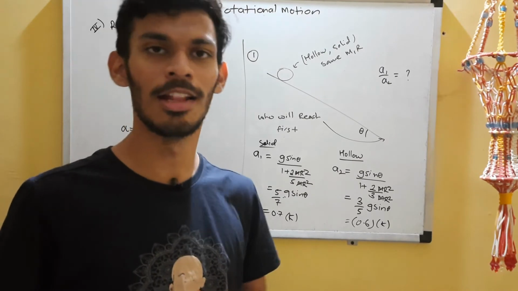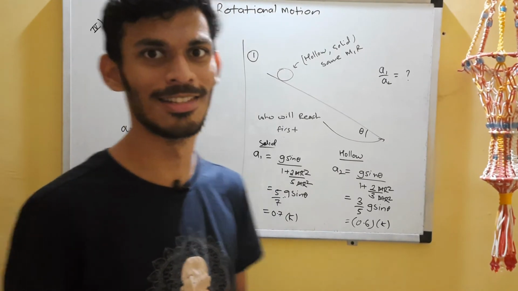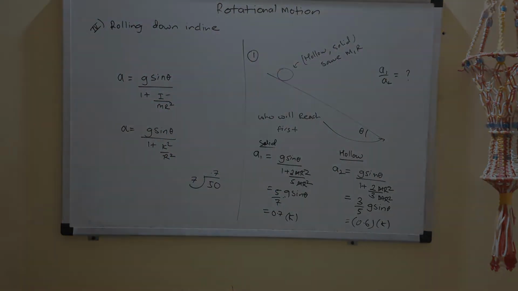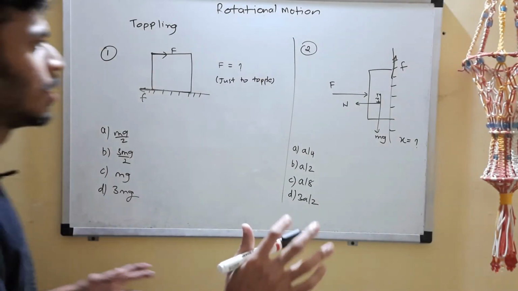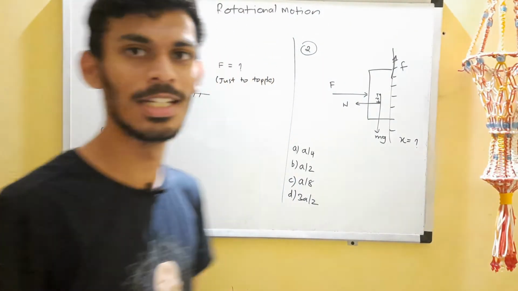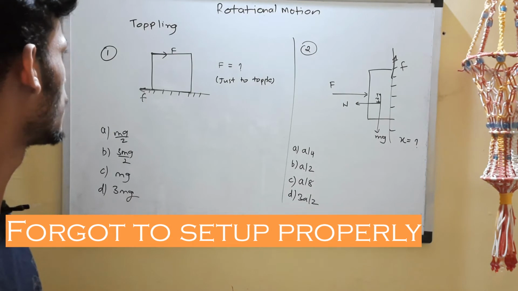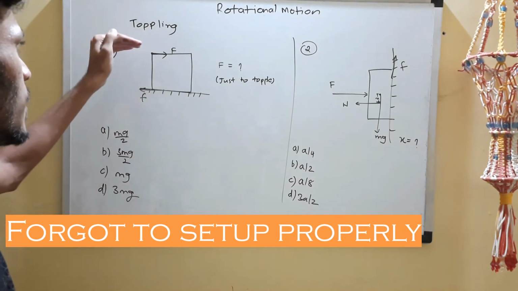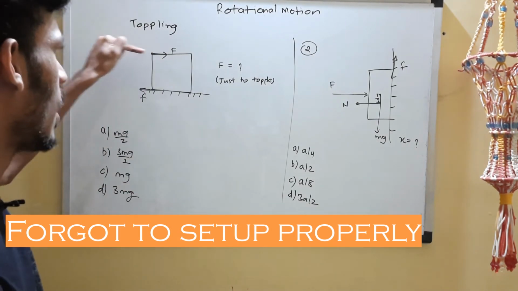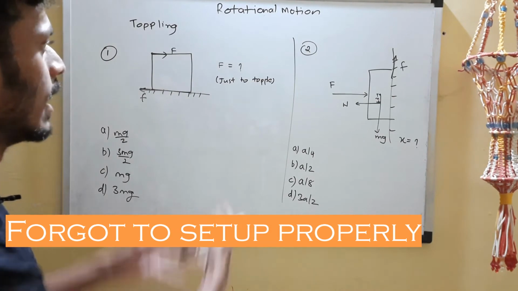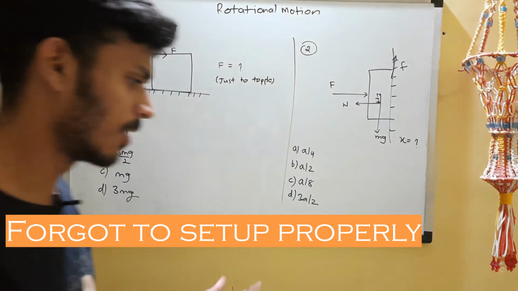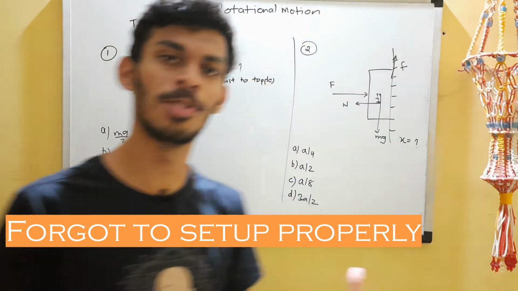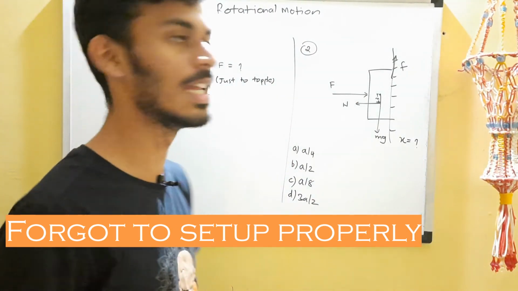Let's move to our last topic, which is toppling. So question number 1 and 2 from toppling, the last few questions that we are going to do today. Here you are supposed to tell what is the minimum force F that should be applied on this block so that it just topples. Now this type of question is conceptual. If you know the concept, it's very easy to solve.